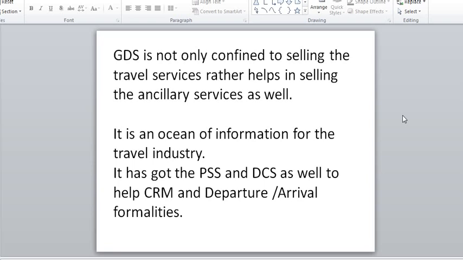And it has the PSS, meaning passenger service system, which is pretty much similar to a customer relationship management, where the customer data is maintained, and all the conversations of a customer with the supplier or with the agency are maintained there. Then DCS, meaning departure control system, is also there for helping with the departure and arrival formalities of the suppliers at an airport. So DCS is also a part of GDS now. So GDS is not limited like a CRS to maintain the customer reservation data, but it is also maintaining the customer relationship management tool, and it is also helping the departure control system at the airport.